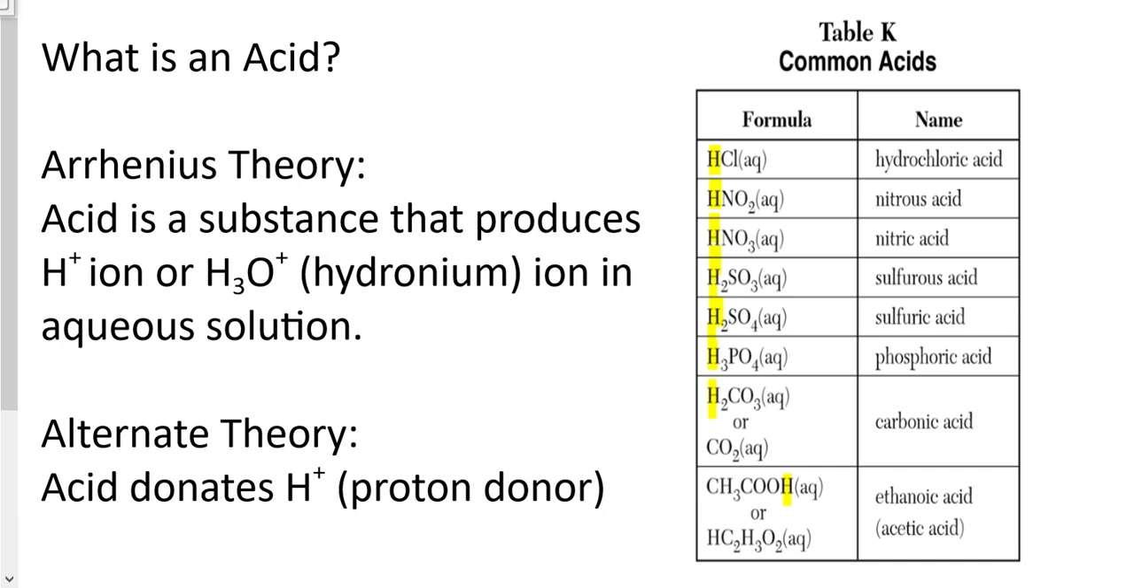A more general definition of acids and bases was suggested by the Danish chemist Brønsted and the English chemist Lowry. In the Brønsted-Lowry model, an acid is a proton donor and a base is a proton acceptor. According to the Brønsted-Lowry model, the general reaction that occurs when an acid is dissolved in water can be best represented as an acid donating a proton to a water molecule to form a new acid and a new base, which we are going to learn more about as we move forward.